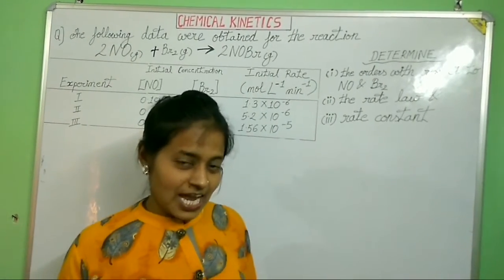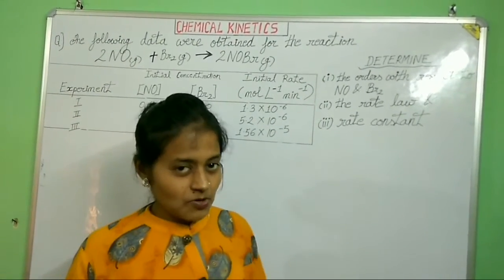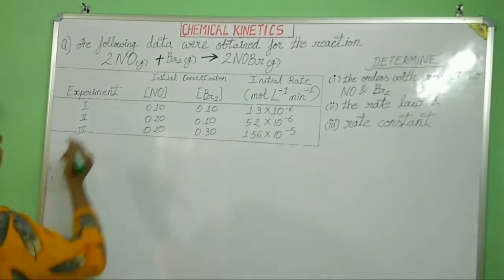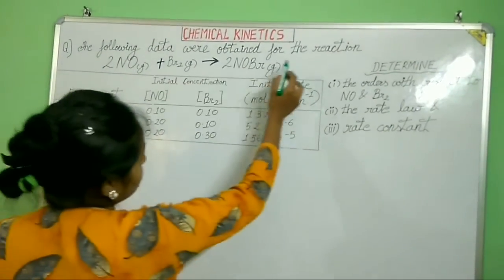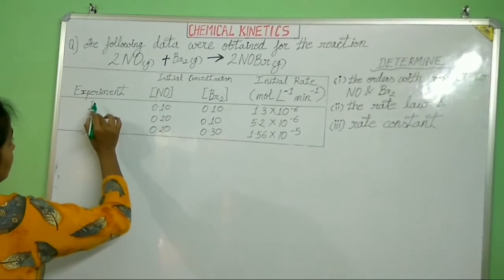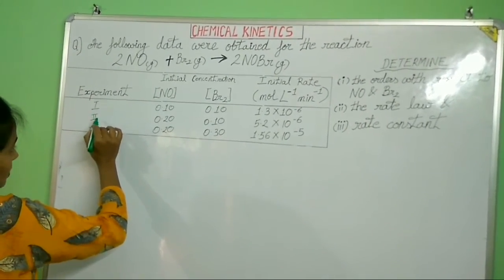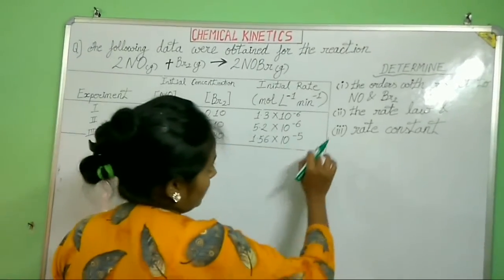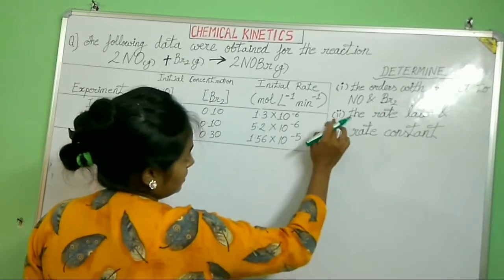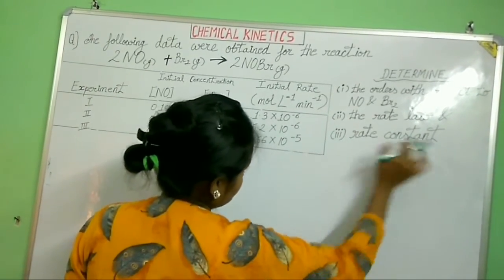Viewers, today I've come here with very interesting questions of chemical kinetics. So let's see first the question. The following data were obtained for the reaction. This is the reaction given and this is the data given for experiments 1, 2 and 3. So we have to find out first the orders with respect to NO and Br2, second the rate law, third the rate constant.